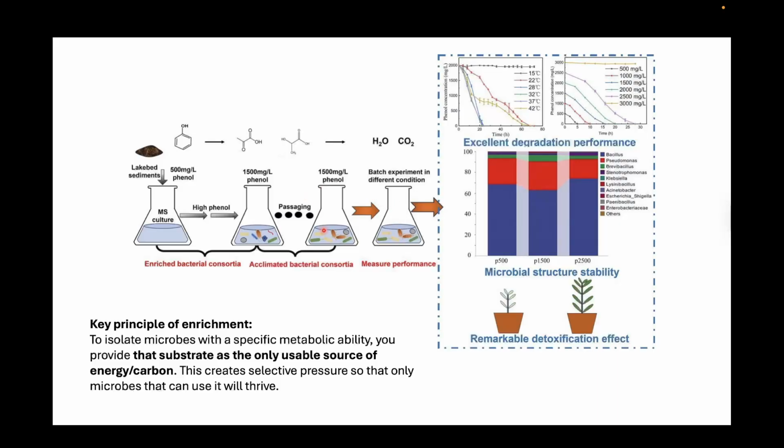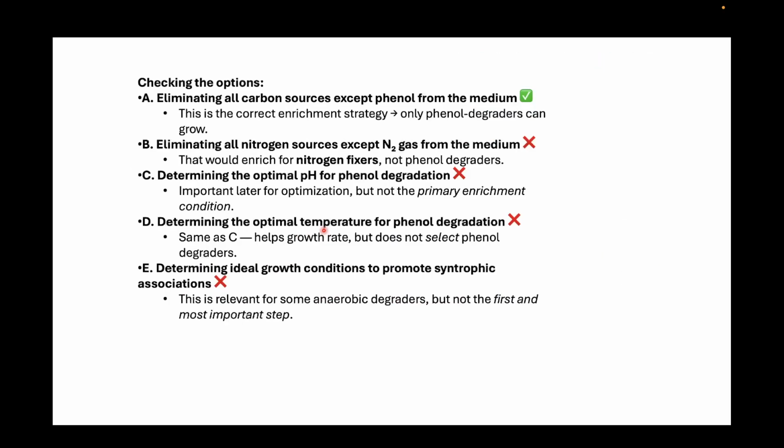So to isolate microbes, we only provide that substrate which can be used as a carbon source to create a selective pressure that can enrich microbe which can degrade the phenol. So thereby checking all options, eliminating all carbon source except phenol, this is the correct option.